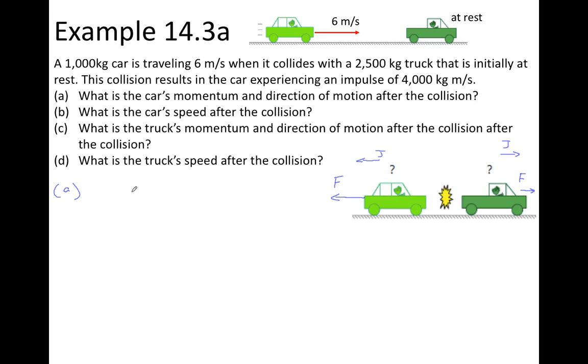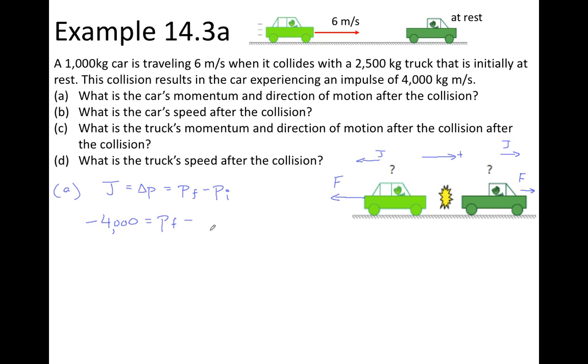So focusing on the car, the impulse is the change in the car's momentum. And the change in the car's momentum is its final momentum minus its initial momentum. So the car experiences an impulse of 4,000 kilogram meters per second, but we have to account for direction. I'm going to make the right direction positive. So the impulse on the car is going to be negative, and that'll equal the final momentum that we're trying to calculate minus the initial momentum.